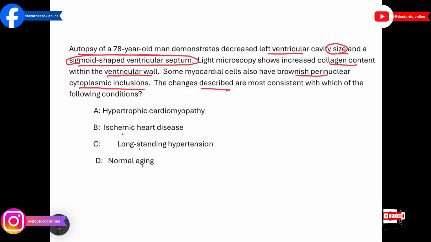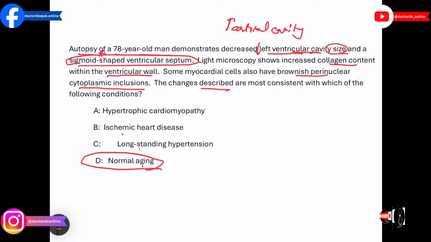hypertension, or normal aging. If you remember the aging portion of general pathology in the cardiovascular system, in normal aging the atrial cavity size increases and the ventricular cavity size decreases. They also have a sigmoid-shaped ventricular septum. All these things are related to normal aging, and the brownish perinuclear cytoplasmic pigment is lipofuscin. These are all characteristic of normal aging, if you guess from the age of 78 years.